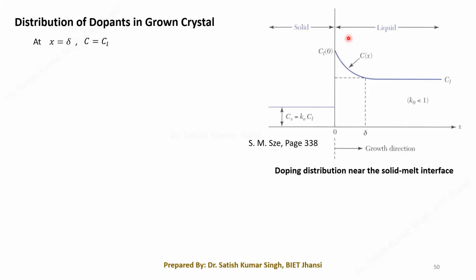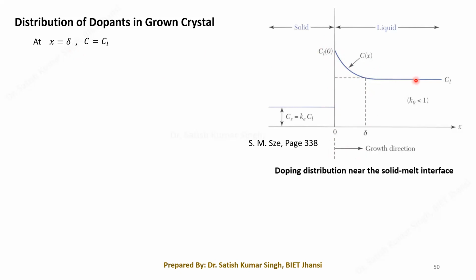So when we have this liquid, at x equals 0, C will be equal to CL0 at the top surface of the melt. We have concentration equal to CL0, and then it follows this exponential decaying law, and as we substitute x equals delta, it reaches the CL value.